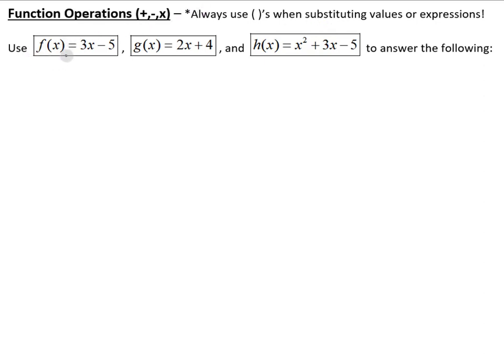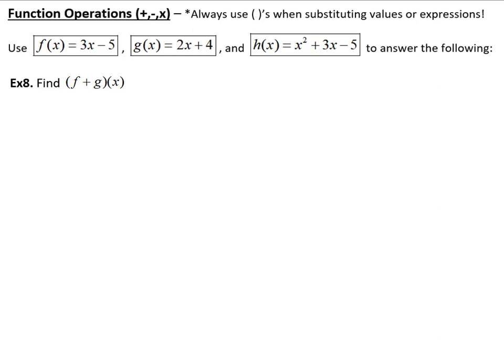Okay, so it has some directions up front. It's giving us 3 functions. f of x equals 3x minus 5, a function called g of x, which is 2x plus 4, and a third function called h of x. So the reason they're using these different letters is just so we know which function it's talking about. Okay, so it wants us to answer a couple of questions.